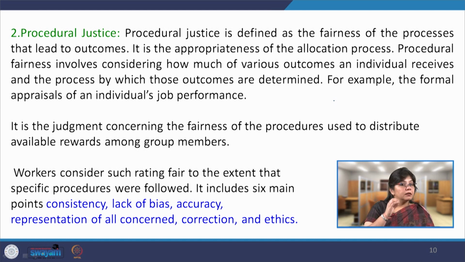Representation of all concerned. For instance, measuring the performance of assembly line workers. All parameters should be used in such a way that it represents the working conditions of assembly line workers and how the performance of all the employees can be enhanced in a very collective manner. Correction and ethics, that if any performance measurement technique has been used, then how performance can be corrected in future and how practices are being followed in terms of ethicality, that is in terms of right and wrong, that which performance management criteria is appropriate for measuring a particular performance. So, when these 6 parameters are incorporated within organizational practices, then there is perception of organizational justice.